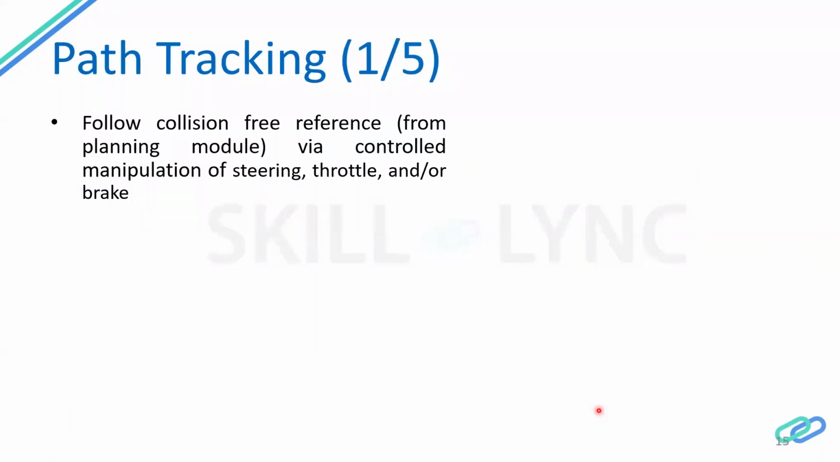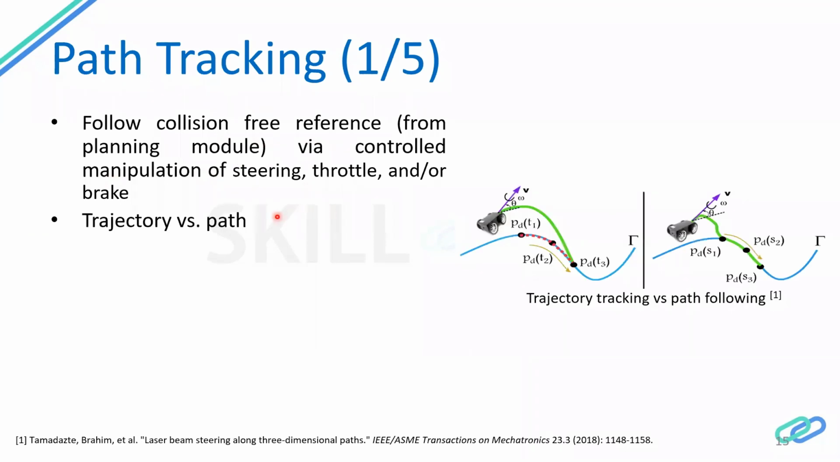Once the path is planned, what it provides is collision-free points on the road that the vehicle has to follow. And that's where path tracking comes into the picture. The collision-free reference path from the path planning has to be followed accurately via controlled manipulation of the steering, throttle, and brakes of the vehicle. You can get this reference path from the path planner as either a trajectory or a path.